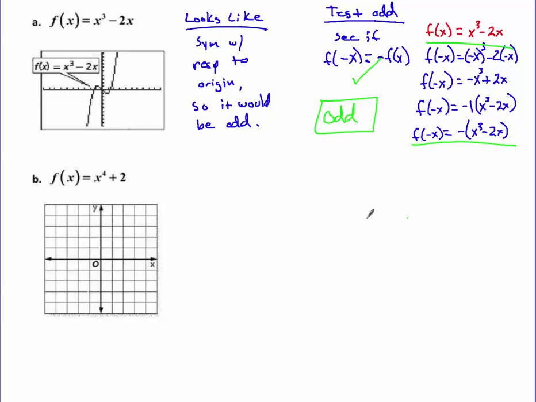Let's move down to part B. Part B says f of x equals x to the 4th plus 2, but Part B does not have a graph for us. So before we do anything, we're going to need to graph it.